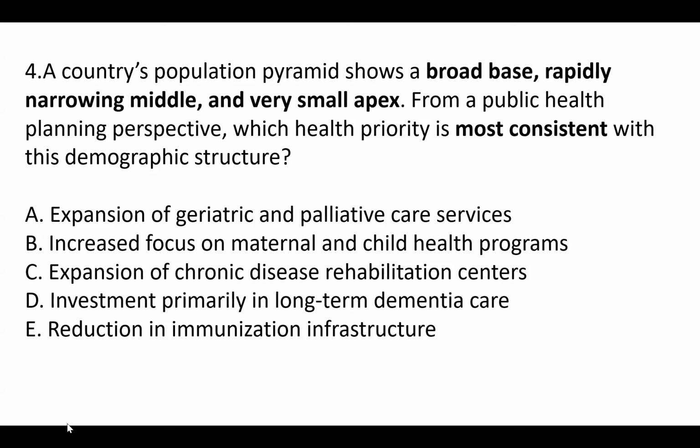Next MCQ is that a country's population pyramid shows a broad base, rapidly narrowing middle, and very small apex. From a public health planning perspective, which health priority is most consistent with this demographic structure? Expansion of geriatric and palliative care services, increased focus on maternal and child health programs, expansion of chronic disease rehabilitation centers, investment primarily in long-term dementia care, or reduction in immunization? B, yes, it is B, increased focus on maternal and child health programs.